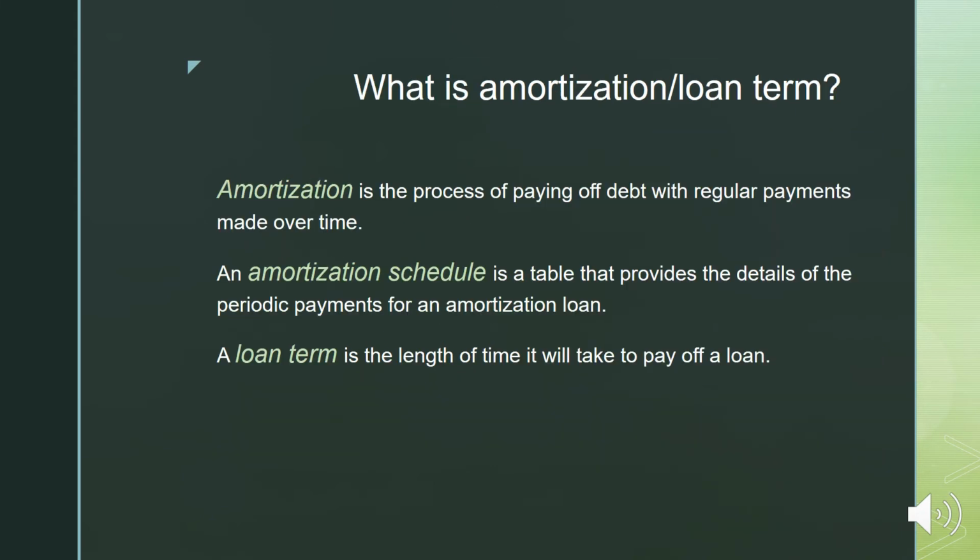So now we will be moving into amortization and loan terms. First of all, amortization is the process of paying off debt with regular payments made over time. These payments can be tracked through what is called an amortization schedule, which is a table that provides the details of the periodic payments for an amortization loan or a loan term. And lastly, we know that a loan term is the length of time it will take to pay off that loan.